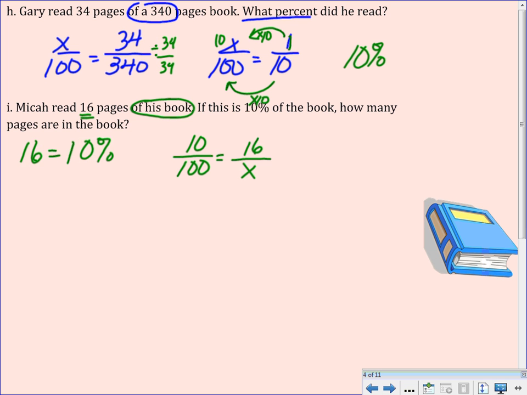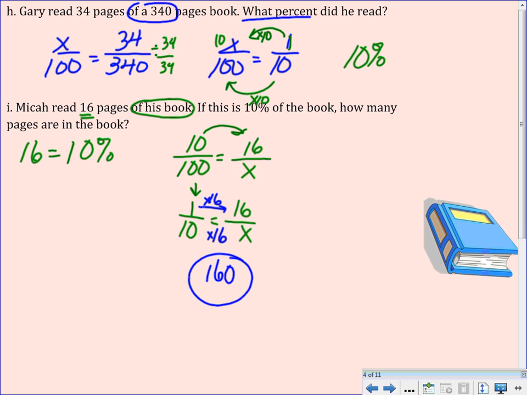Can I see the relationship between these two right away? Can I get from 10 to 16? No. So I'm going to reduce that to 1/10. Now can I find a relationship? 1 times 16 is 16. I have to do the same to the bottom. So x equals 160. So there are a total of 160 pages in the book.